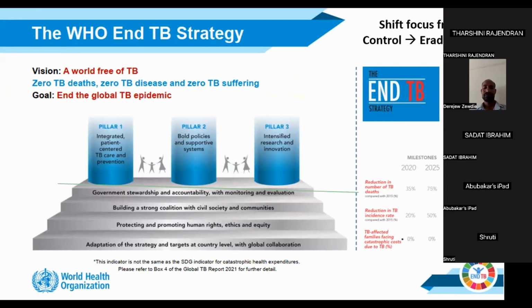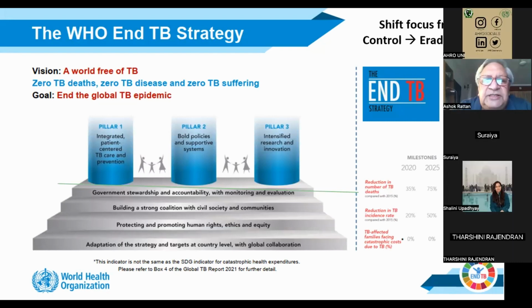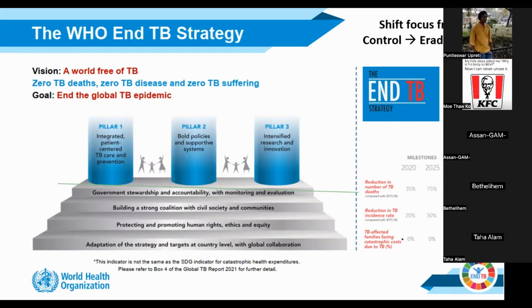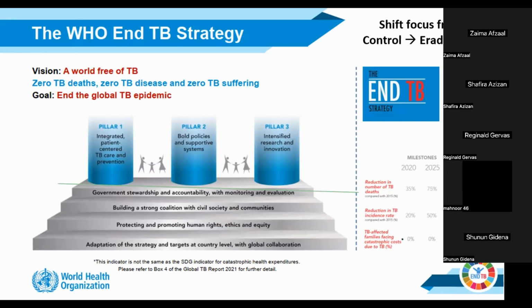This End TB project had the commitment from the government, which would have stewardship and accountability, and they'll monitor and evaluate. Build a strong coalition with society and community. Protect human rights, ethics, and equity. And it had 3 pillars.